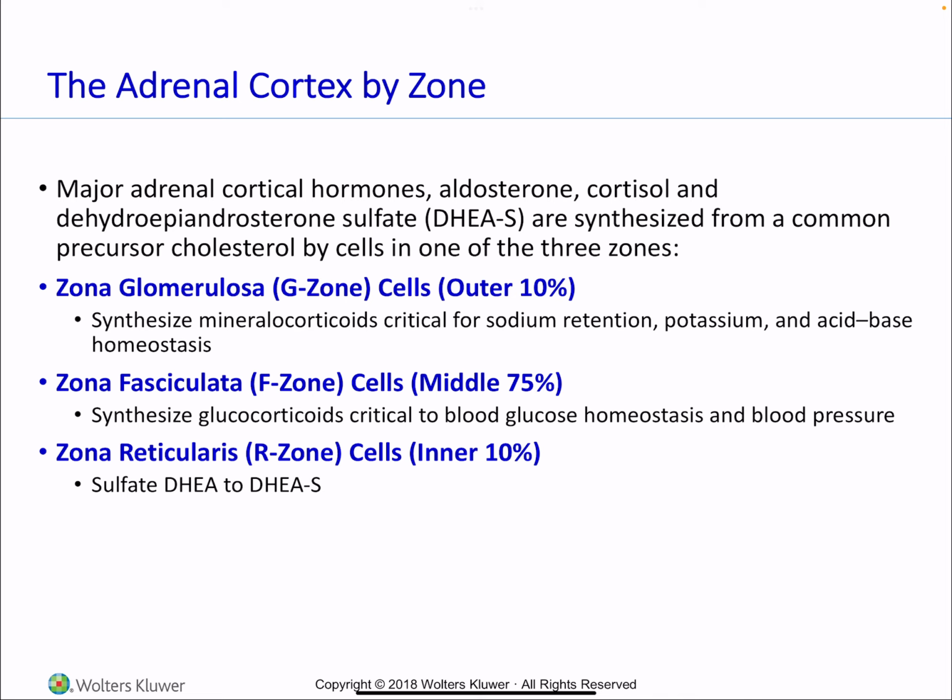The second zone is the F zone, or the zona fasciculata, which is the middle and comprises about 75% of the adrenal cortex. In this zone, there is synthesis of glucocorticoids that are critical for blood glucose homeostasis and also for blood pressure. And the last zone is the R zone, or the zona reticularis, and that's the inner 10%. And this is where DHEA and DHEAS is synthesized.